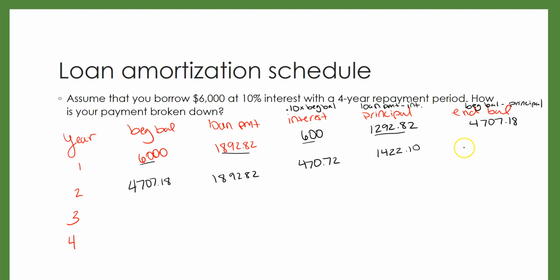Our ending balance is equal to our beginning balance, that $4,707, minus the amount we paid on principal, $1,422, to give us $3,285.08.